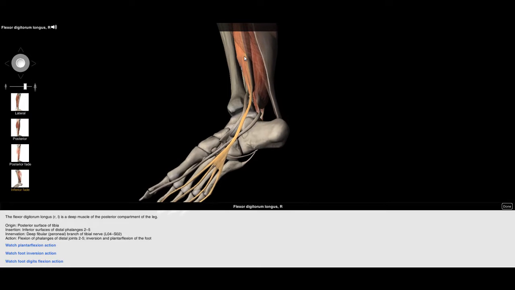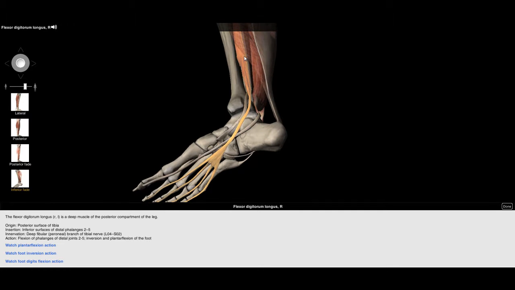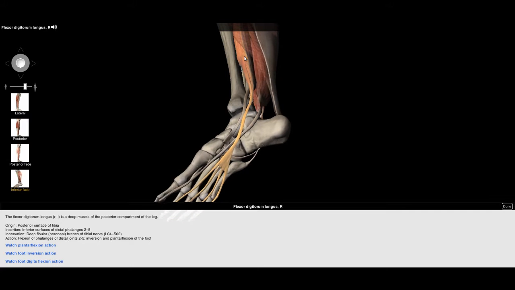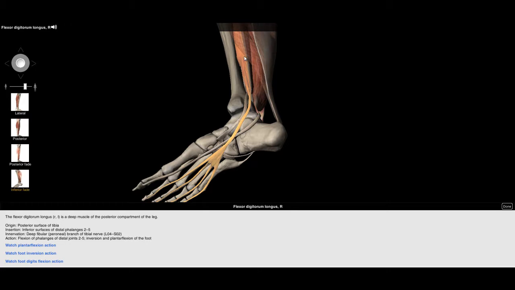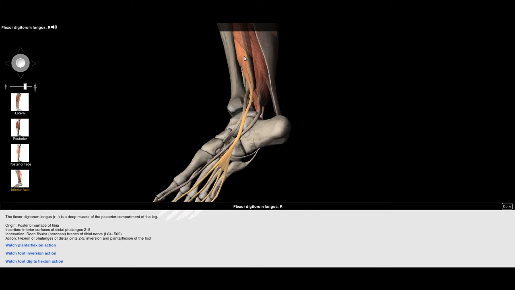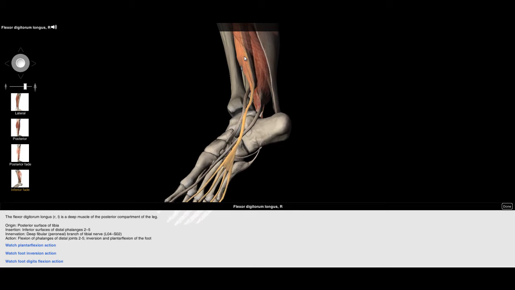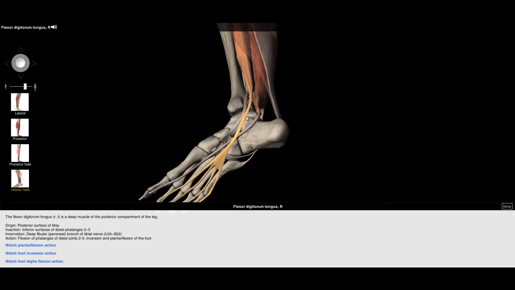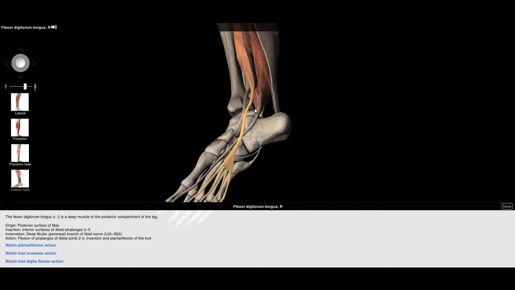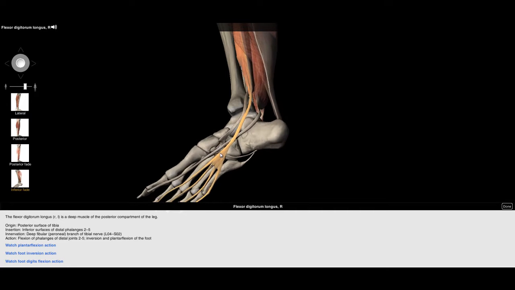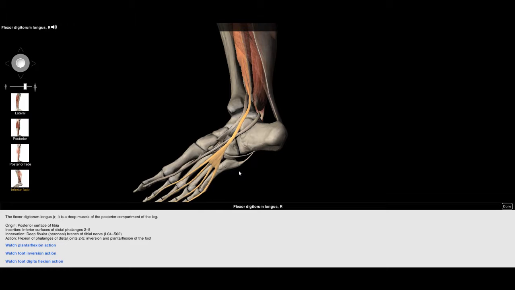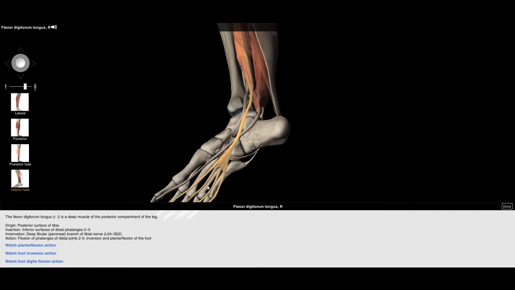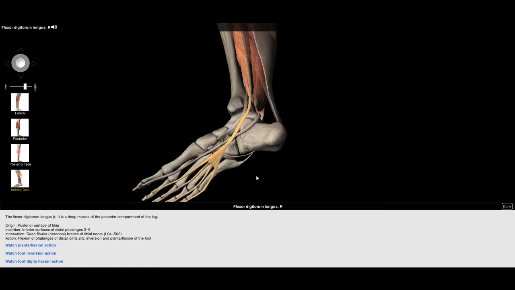The flexor digitorum longus begins on the inferior surface of the posterior surface of the tibia and inserts into the distal phalanges of toes 2 through 4. And again, it's an ankle plantar flexor, a midfoot stabilizer, and a toe flexor. And we'll come back to look at toe flexion here in a second.